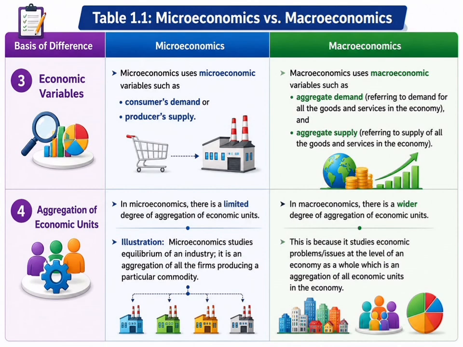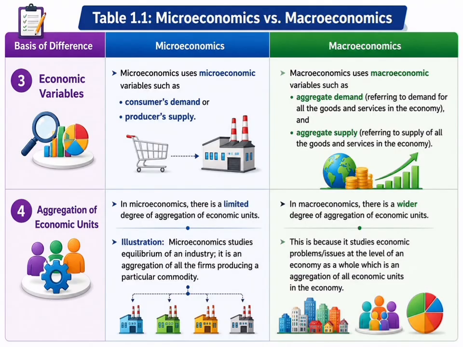Now, let's move to the fourth difference, aggregation of economic units. This may look like a difficult term, but it is actually very simple. Aggregation means combining many small units into one larger group. In microeconomics, the level of aggregation is limited. That means it studies only a small group. Suppose we are studying the mobile phone industry, we include all mobile phone companies like Samsung, Vivo, Oppo, Apple, etc. Although there are many companies, they all belong to one industry. So, this is still microeconomics.